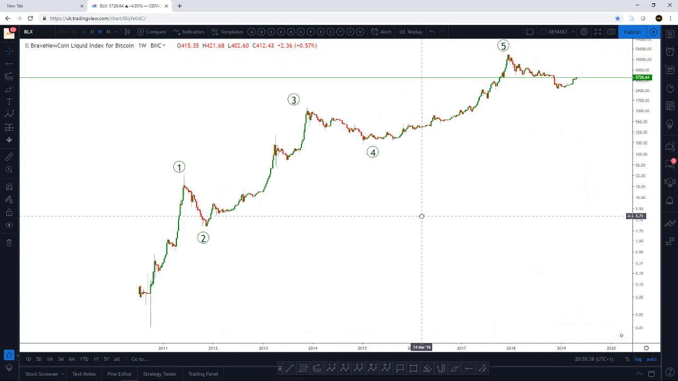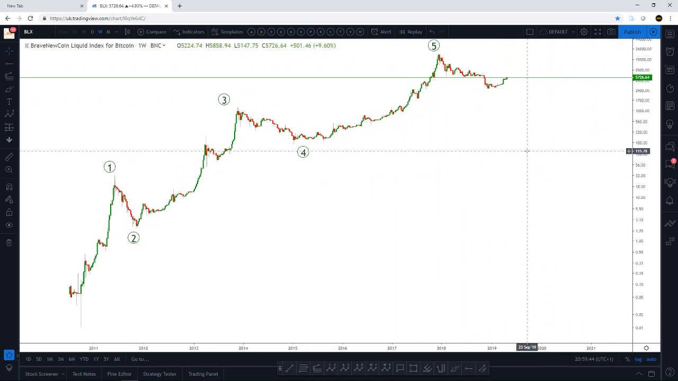But essentially, if this is our count 1, 2, 3, 4, 5, then we're going to see a correction. And not only are we going to see a correction, but we're going to be correcting all of this price action. Okay, now that's going to take some time.